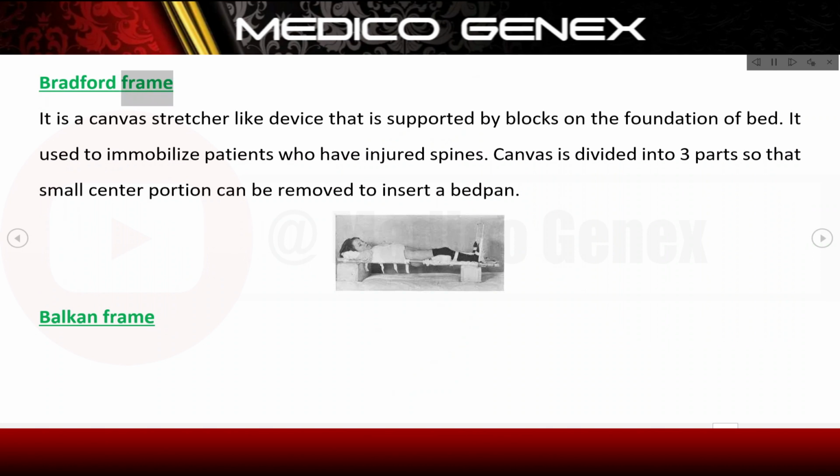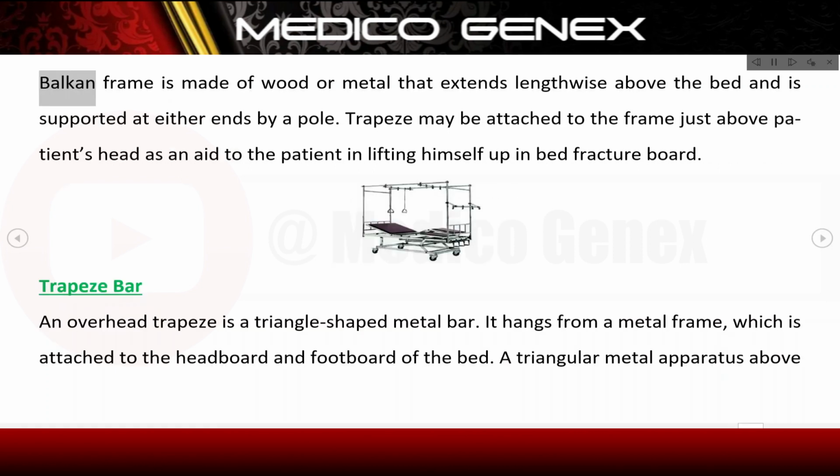Bradford frame. It is a canvas stretcher-like device that is supported by blocks on the foundation of the bed. It is used to immobilize patients who have injured spines. Canvas is divided into 3 parts so that the small center portion can be removed to insert a bedpan. Balkan frame. Balkan frame is made of wood or metal that extends lengthwise above the bed and is supported at either end by a pole. A trapeze may be attached to the frame just above the patient's head as an aid to the patient in lifting himself up in bed.